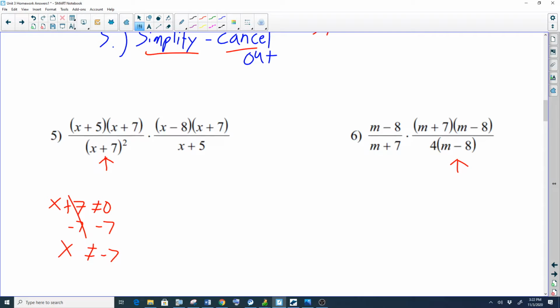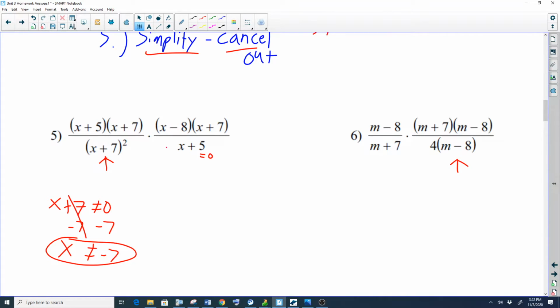And that's one of our exclusions. Now the other exclusion has to do with this other number in the bottom. But I'm going to do it differently. Instead of setting it not equal to 0 like I just did, I'm just going to guess. What do you think? What's going to make this equal 0 and that's going to be a problem?